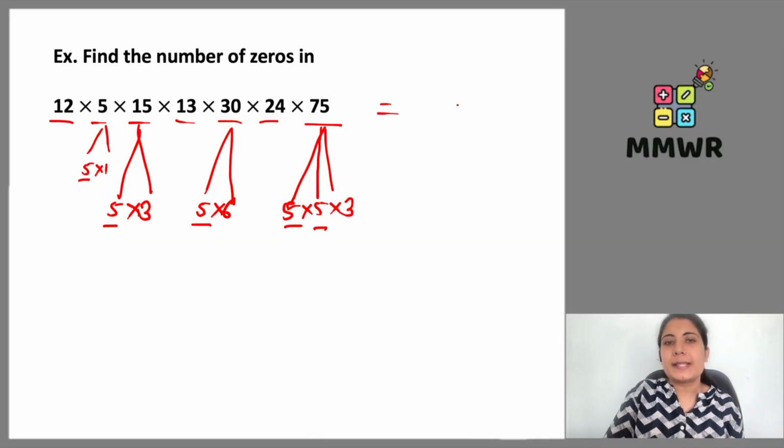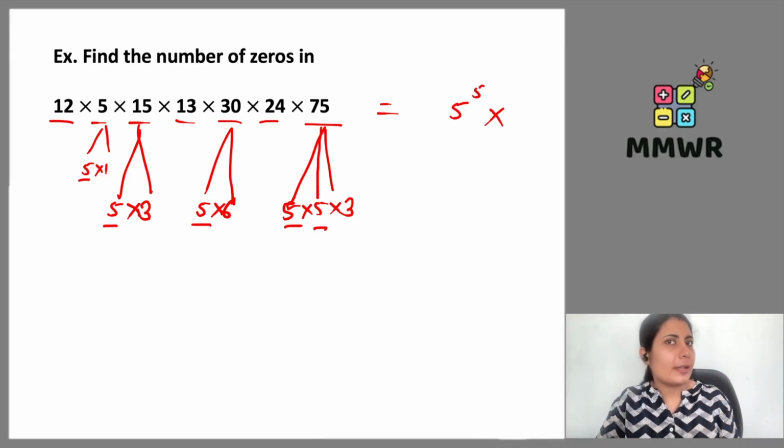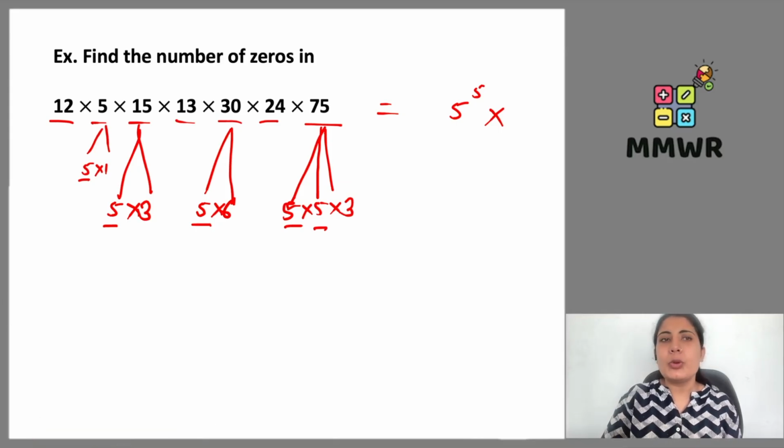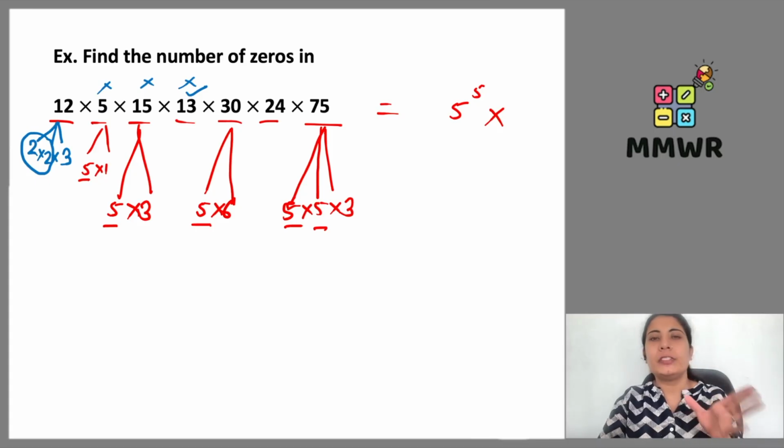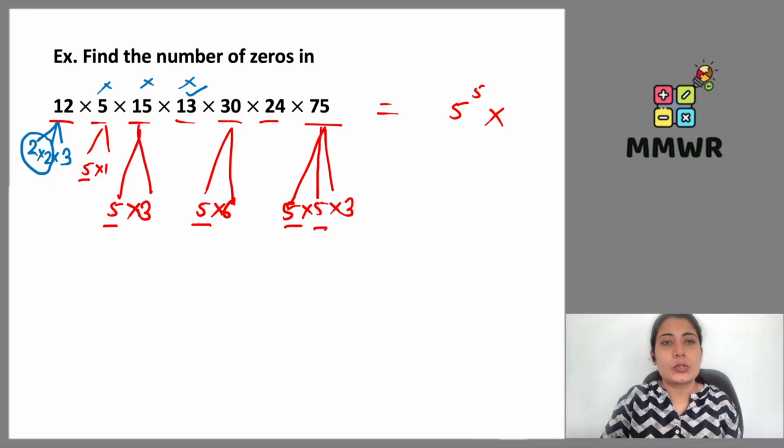So this can be written as 5 to the power 5. Now, how many 2's are there? That also needs to be counted. So for 2, I am going to use blue color. This 12 can be written as 2 2's are 4, 4 3's are 12. So we got 2 times 2. Then here we will not be getting any 2. Any 2? No 2's. 5, 15, 13 are not going to give any 2's to us.